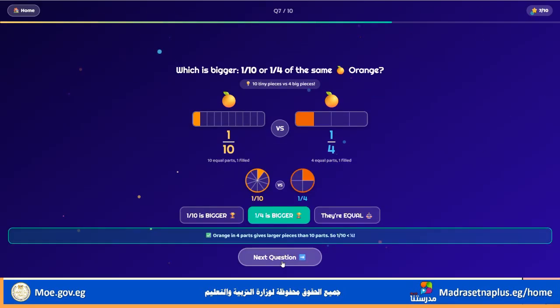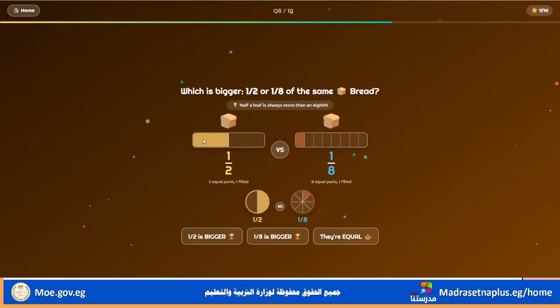Yes, let's travel to another question. Which is bigger, 1/2 or 1/8? You can see this on the right. I'll divide bread into two equal parts. Each part represents half. On the right, I'll divide the same bread into 8 parts. Each part represents an eighth. So you can see which part is bigger, 1/2 or 1/8. Yeah, 1/2 is bigger.